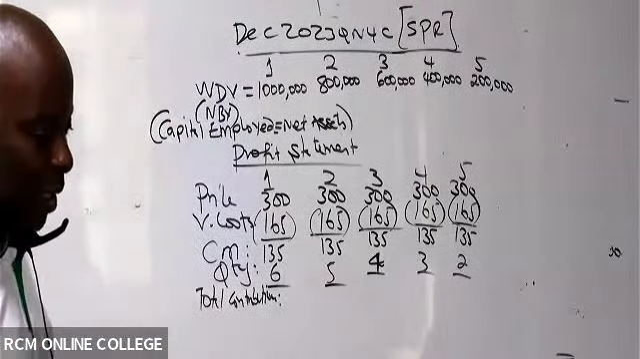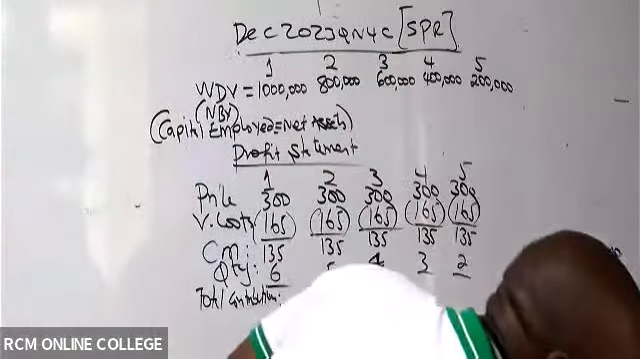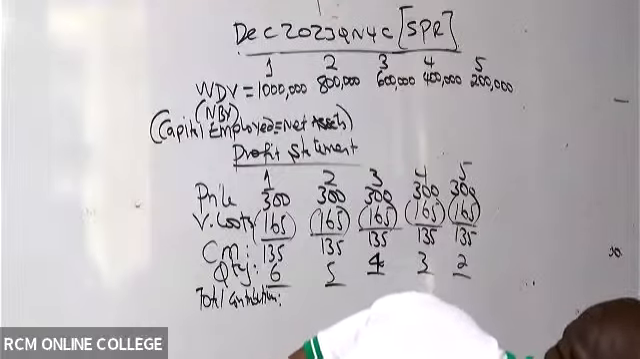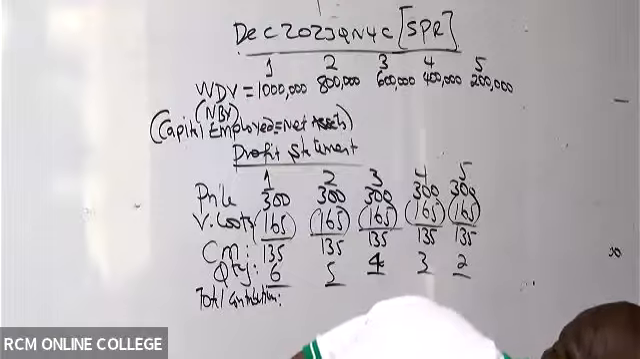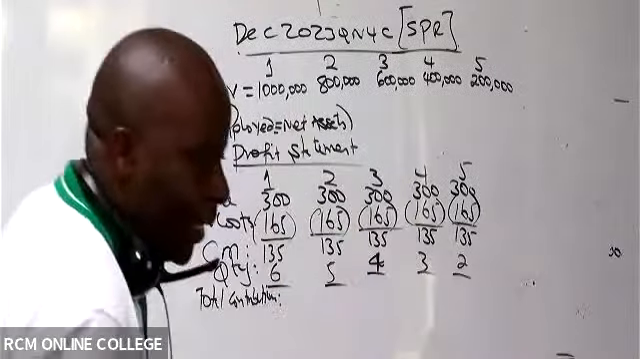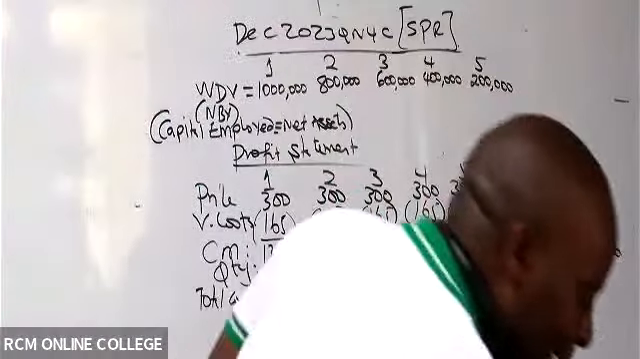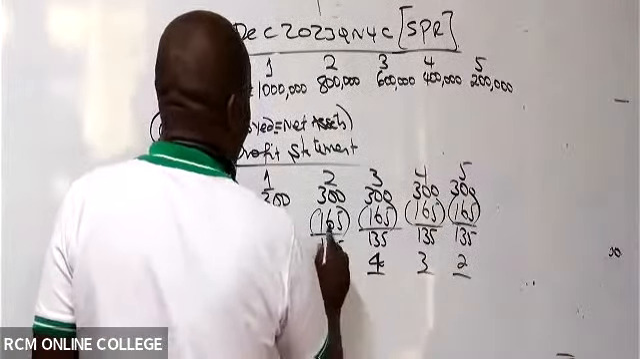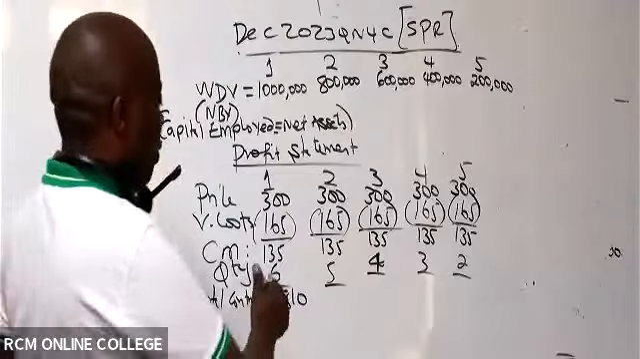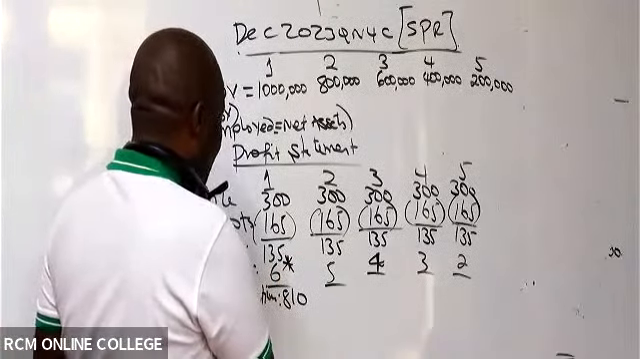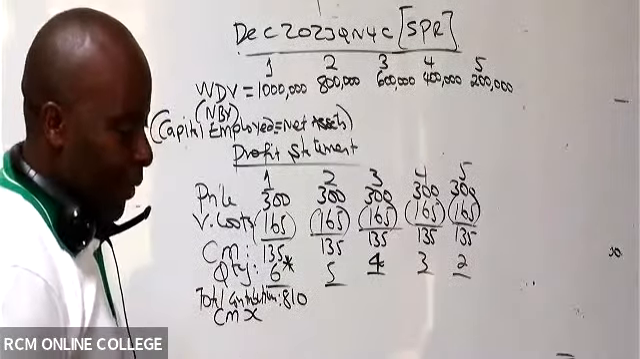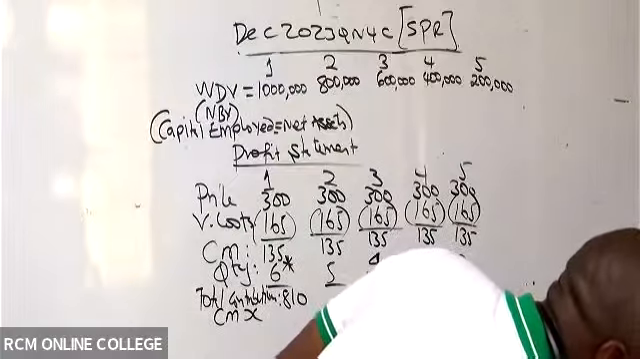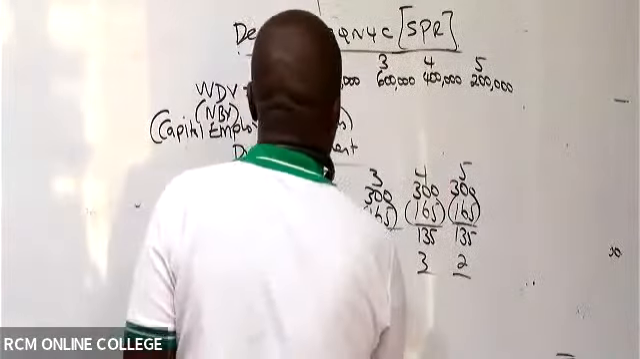So 135 times 6, we have 810. Bahati, thank you so much, 810. Yeah, second one, 135 times 5. So you can write here that you're multiplying, because this total contribution is CMX. We are multiplying. Okay, so 675, thank you so much.